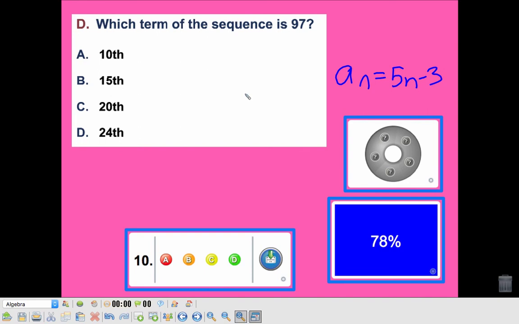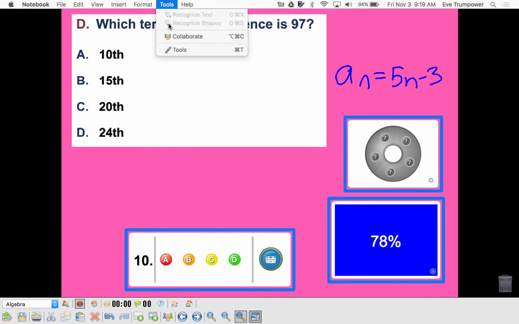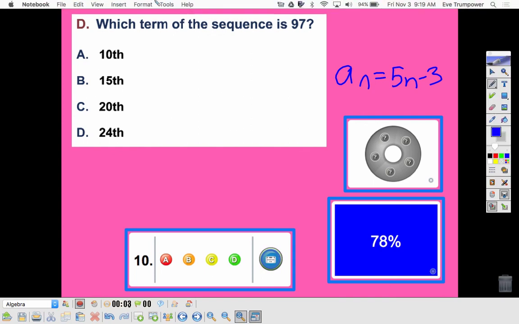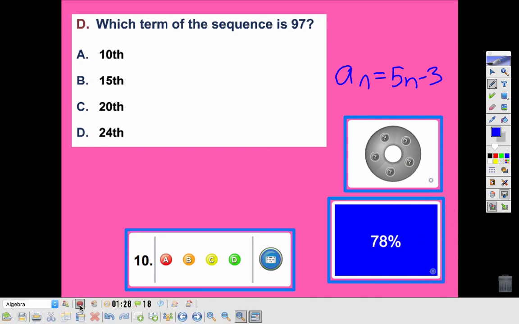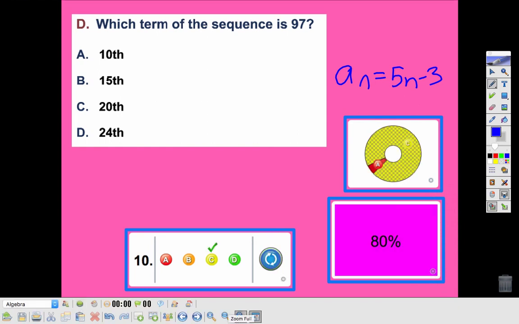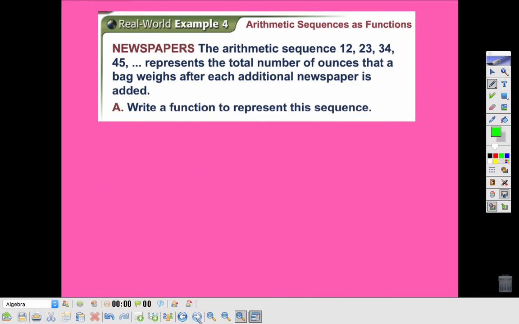This time, which term in the sequence is 97? Which term in the sequence is 97? Use your notes. It's all in there. So this time, pretty good. This time, we want to find which term, so we don't know n. So we say 97 equals 5n minus 3. What do we do? Add 3, so 100 equals 5n. What's 100 divided by 5? 20.